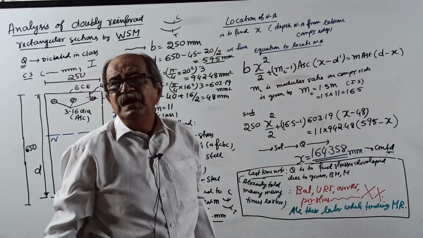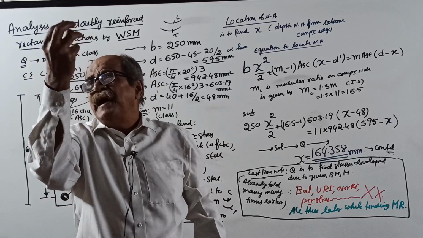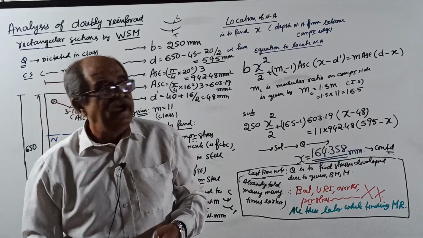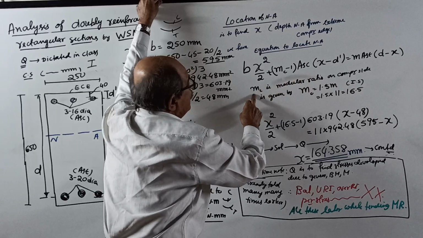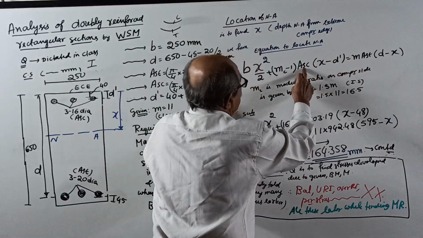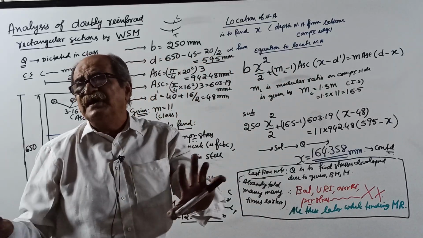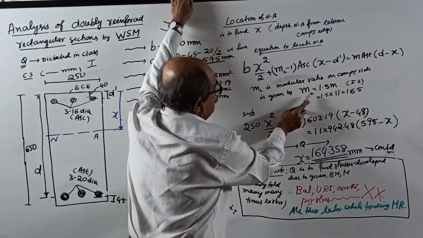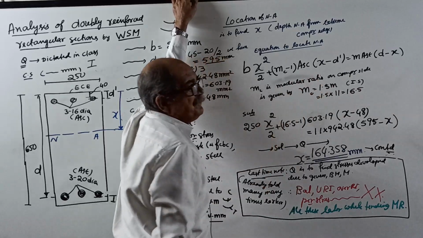I read it once again, but not by hearting. Bx into x square by 2 plus (mc minus 1) Asc into (x minus d dash) equal to m Ast into (d minus x). mc is the modular ratio on the compression side. I told m is applied to tension steel, for compression steel mc is to be applied. The reason was told in the regular class. Here I cannot tell those things. So mc as per IS code, mc equals 1.5 m, 1.5 into 11 is 16.5.